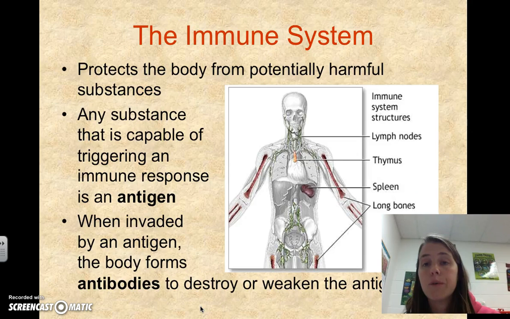So how we deal with all of these things is through the system in our body called the immune system, and it protects us from potentially harmful substances. Basically, any substance can get a reaction from our bodies, and if our bodies react, we usually respond with something called an antigen. When invaded by an antigen, the body forms antibodies to destroy or weaken the antigen. So basically, this is the foreign object that enters our body, and this is the thing we make to try to kill that other foreign thing that we don't want in there. All right, so that is infectious diseases, so I hope that that makes sense.